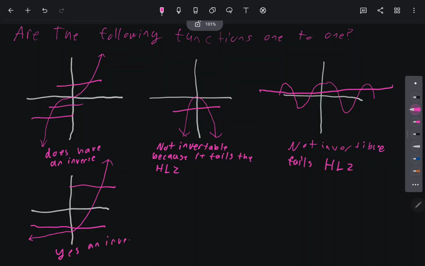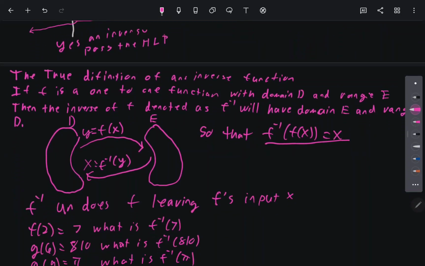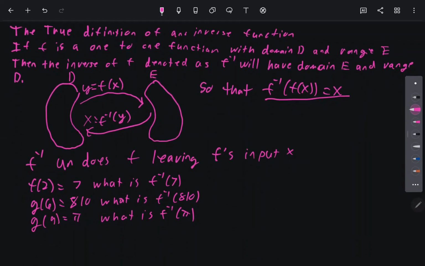An inverse passes the horizontal line test. Okay, so the true definition of an inverse function: if f is a one-to-one function with a domain D and a range E, then the inverse of f, denoted as f inverse, will have domain E and range D.